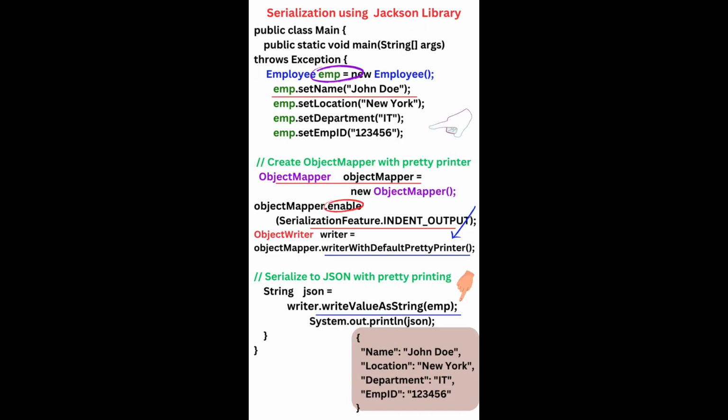Next, use the Jackson library. Create an ObjectMapper with a pretty printer. Enable indentation for pretty printing. Create an ObjectWriter with the default pretty printer. Serialize the emp object to JSON with pretty printing. This code achieves the same result as before but with a clearer structure.